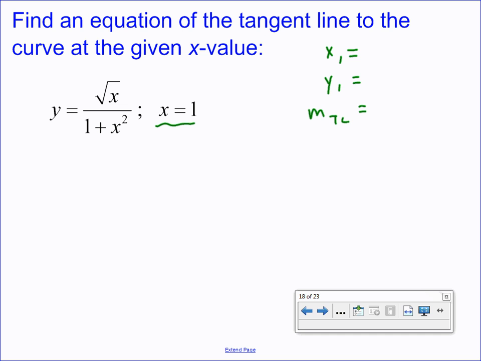All right, so we're given our x sub 1, we can fill that in already. We know that we're interested in the slope of the curve when x equals 1. Where would we go to get y sub 1, the y coordinate of the point of tangency? Riley?